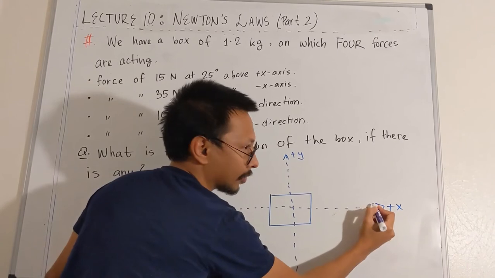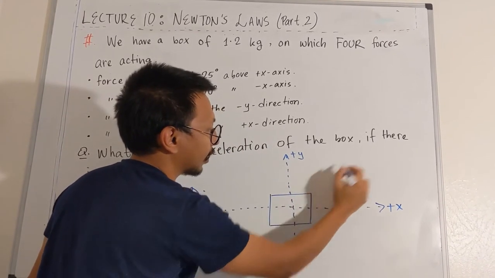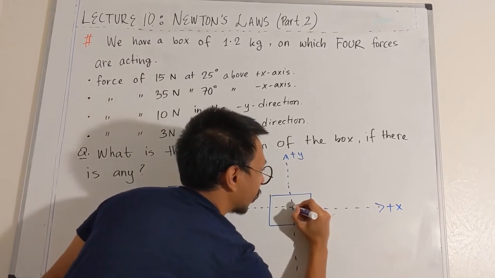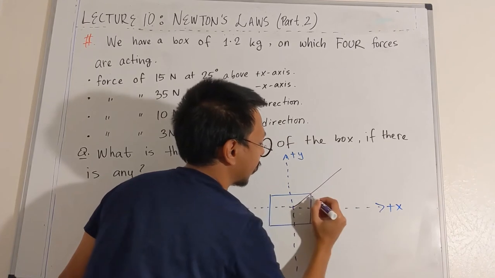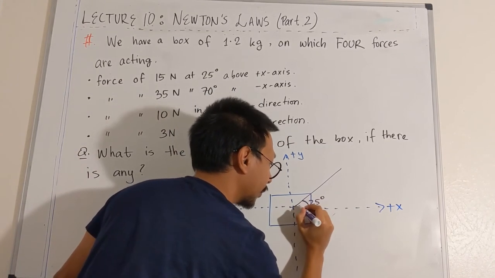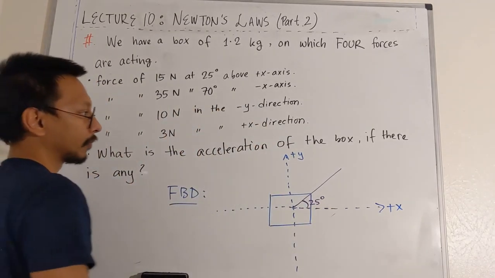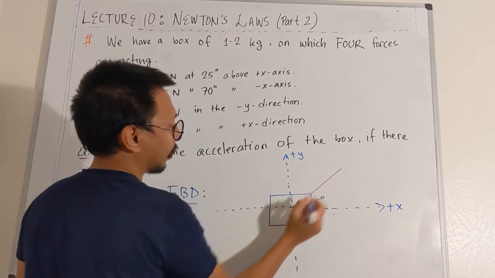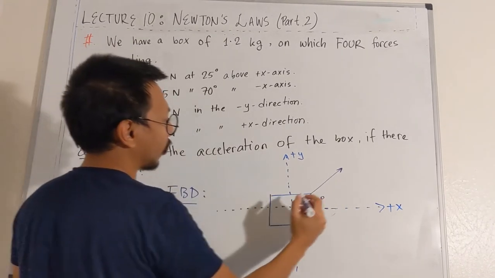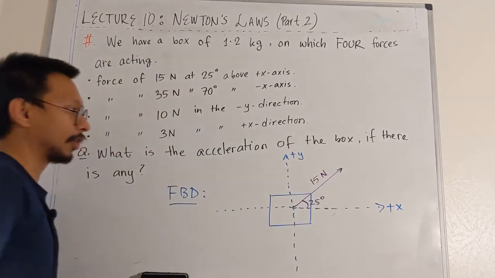This is the x-axis. Above the x-axis means that the angle is formed here, around here somewhere. So let's say this is 25 degrees above the x-axis, okay, and the force is going like that. We call this force as magnitude of 15 newtons.